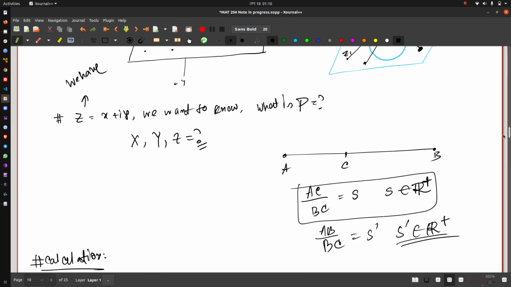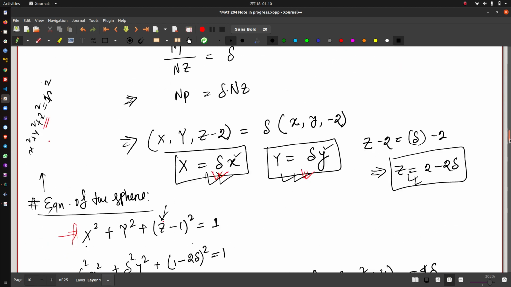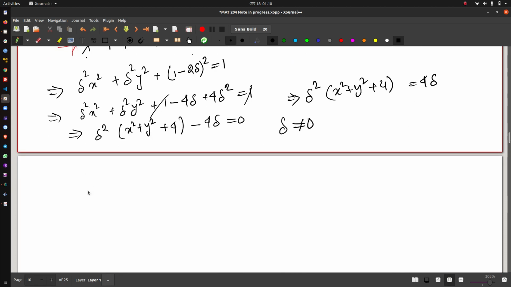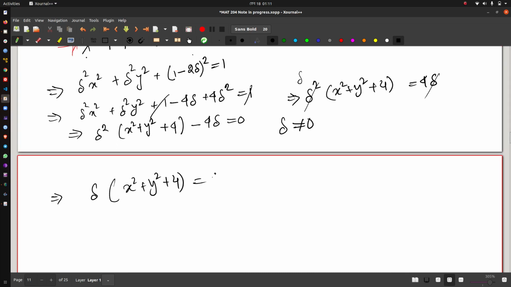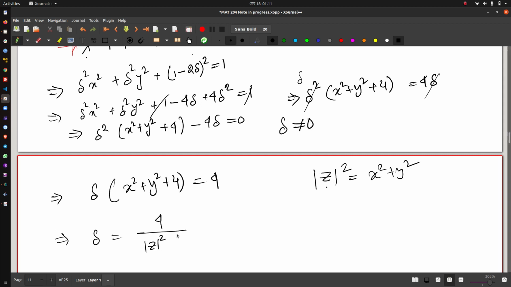And why delta not 0? Well, just look at these lines. Can the ratio of two lines be 0? No, that doesn't make any sense. So you can cancel out one of the deltas from both sides, and you have this relation delta times x squared plus y squared plus 4 is equal to 4. But see, what is x squared plus y squared? This is just the modulus squared of this complex number itself, right? You have those x and y, so this is the modulus squared, or the distance squared. So you have delta is equal to 4 divided by modulus of z squared plus 4. So we have our delta.